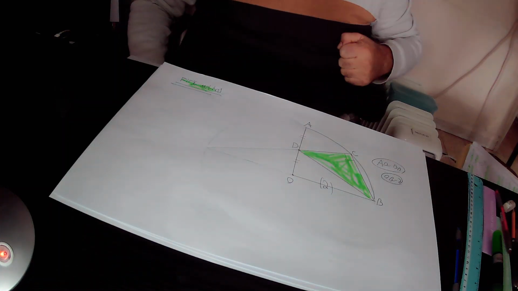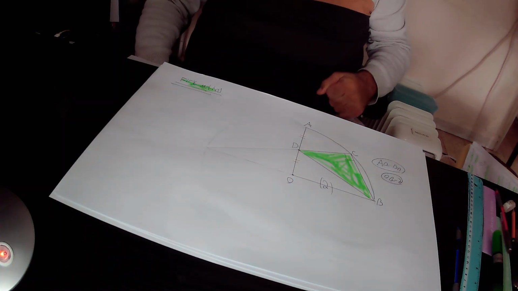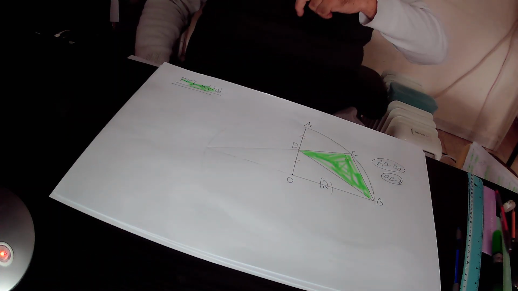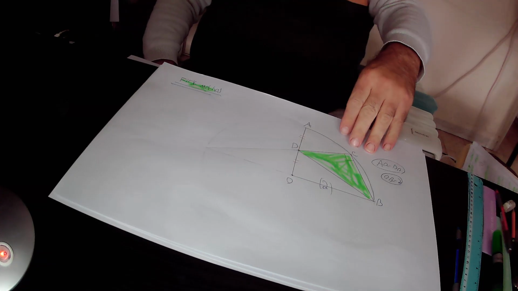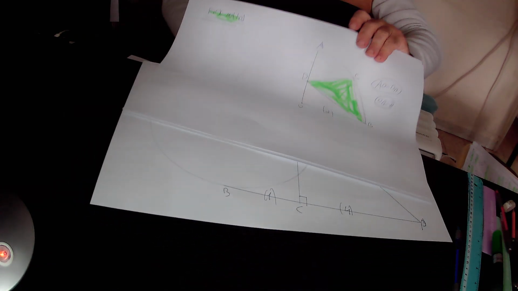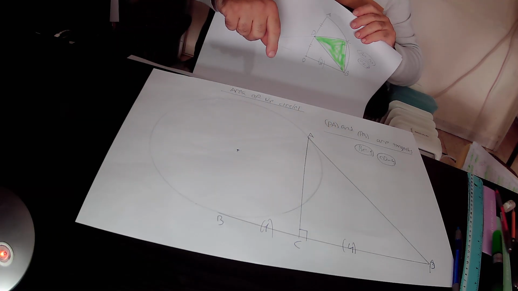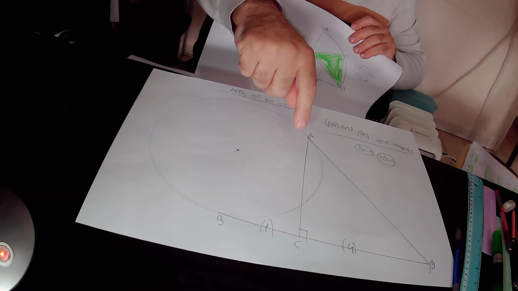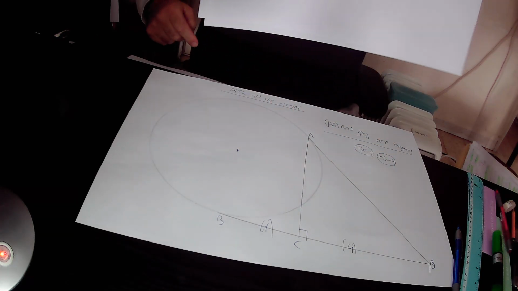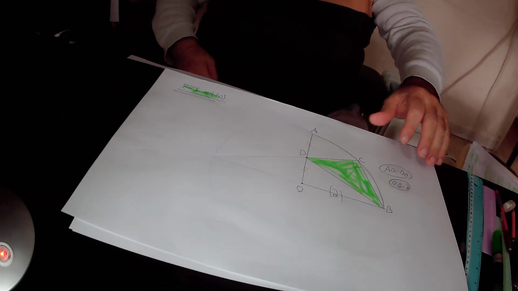In this lecture, we'll answer two questions. In the first question, we find out the area of this green shape using two different methods. And in the second question, we find out the area of this circle that intersects with this right triangle ACP. So, let's start with the first question.